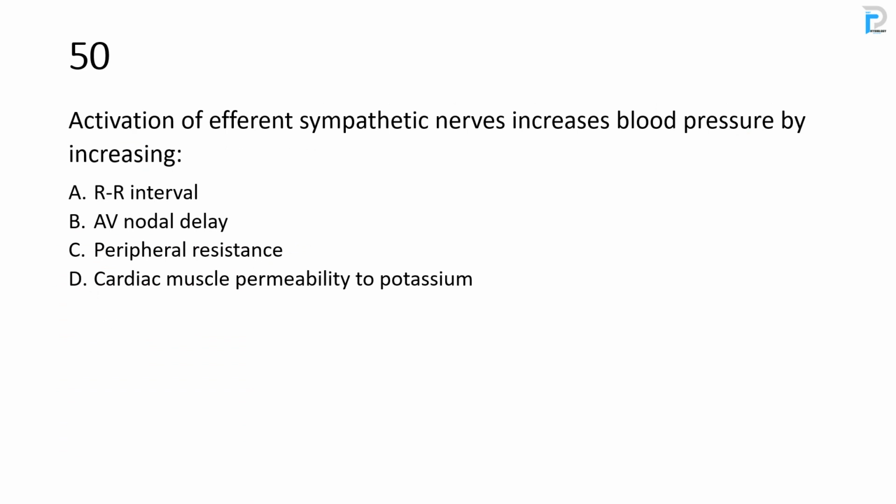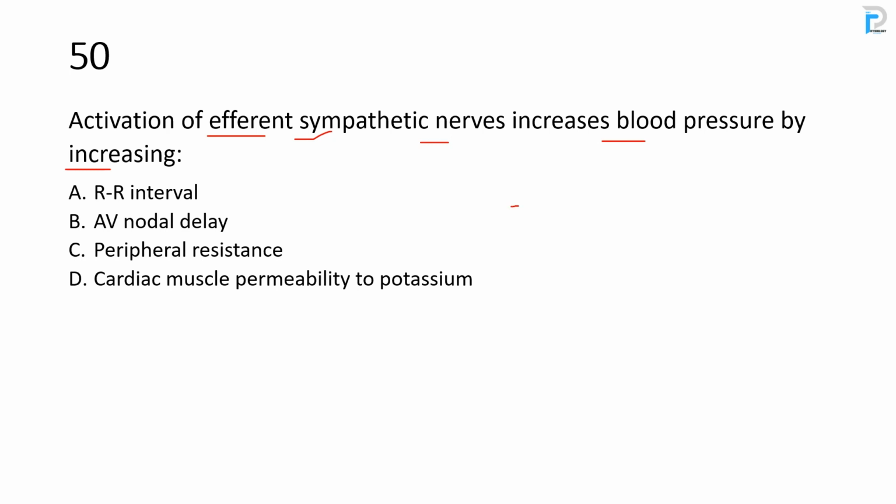Activation of efferent sympathetic nerves increases blood pressure by increasing. We know that sympathetic increases blood pressure. Does it do so by many mechanisms? We need to pick which one of these is related to the role of sympathetic in blood pressure regulation. So, is it by increasing the RR interval?